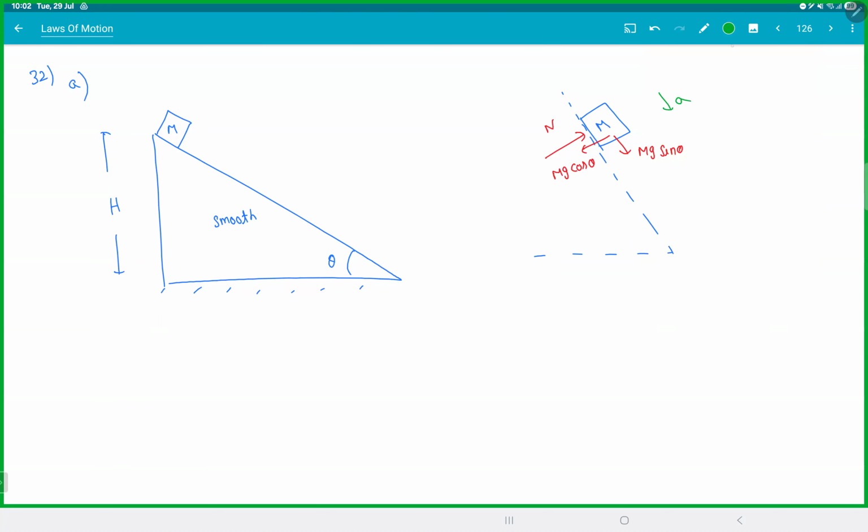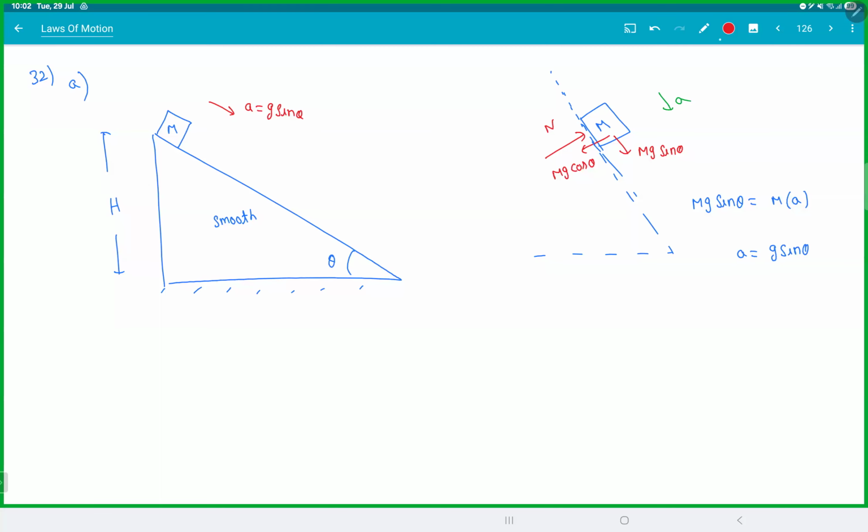Acceleration will be in this direction. So you're choosing your incline as your x-axis. Mg sine theta will be mass into acceleration, so a will be g sine theta. That means this block is going down with an acceleration of g sine theta. This we saw in projectile on incline also.